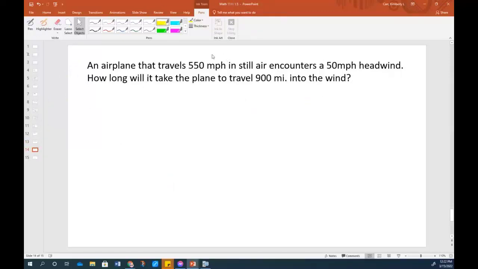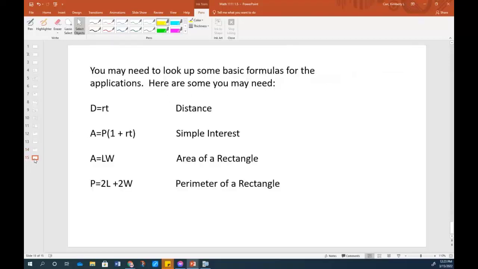Now, an airplane that travels in still air 550 miles per hour encounters a 50 mile per hour headwind. So if you're going into a headwind, it is slowing you down. How long will it take the plane to travel 900 miles into the wind? Well, its normal rate is 550, but it's getting slowed down 50 miles per hour essentially there.